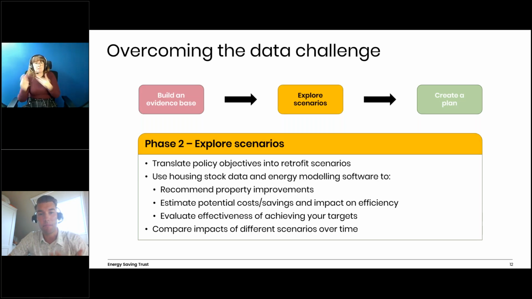Once we have the evidence base in place, we can then explore different retrofit scenarios. This involves translating policy objectives, whether they be net zero or regulatory targets around reaching EPC Band C or minimum energy efficiency standards, into model parameters. Then, using housing stock data along with energy modeling software, we can recommend property improvements. We can estimate the potential costs and savings and the impact on efficiency of undertaking those retrofit measures. Ultimately, we can evaluate how well the scenario will achieve the intended targets or outcomes. And by comparing different scenarios over time, we're able to identify an optimal pathway with indicative costs and savings to help achieve that end goal.